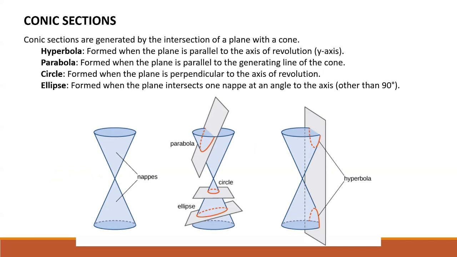So actually, there are four conic sections, particularly hyperbola, parabola, circle, and ellipse. But here in our subject, we will just be focusing sa pag-discuss ng circle and parabola. Okay, so first, define natin ano si conic section. Conic sections are generated by the intersection of a plane with a cone.